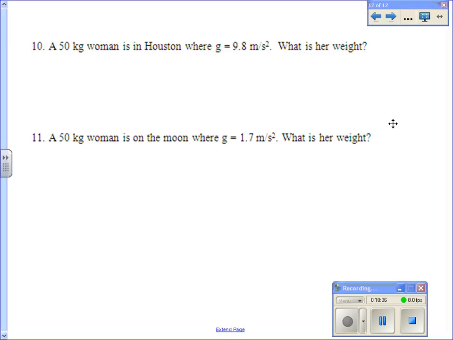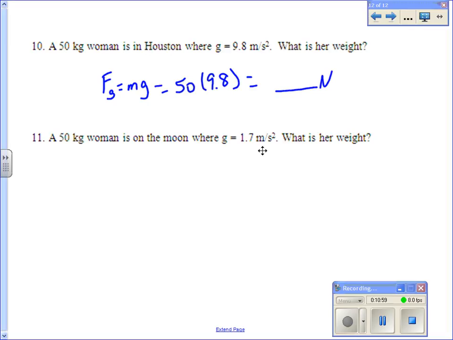All right, let's talk about weight again. Weight, so the weight of a woman in Houston, where g is 9.8, what we're going to do is her weight, force of gravity, is mass times g, the acceleration due to gravity, which they give at 9.8. So it's just 50 times 9.8. Okay, we get her weight. Excellent. Great. Put it over here in newtons.